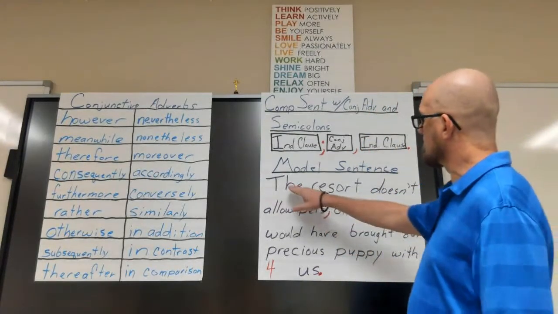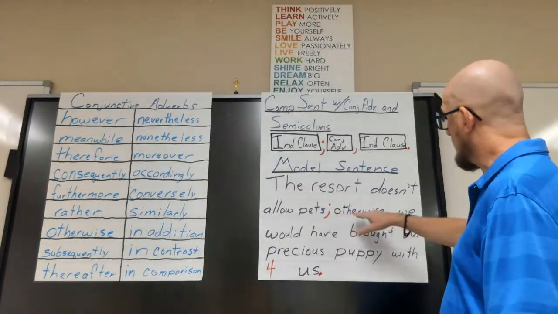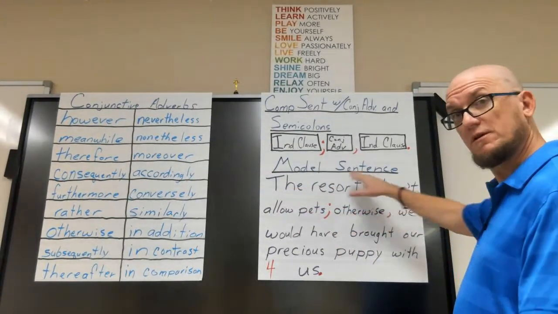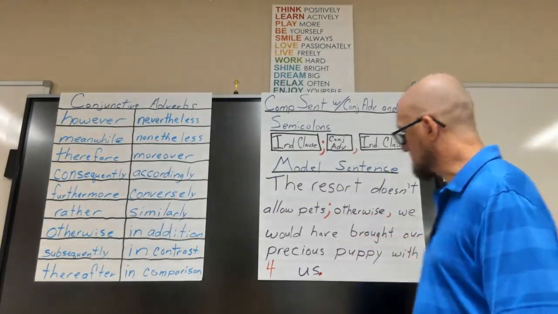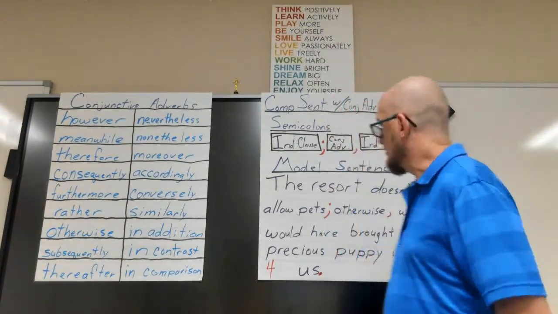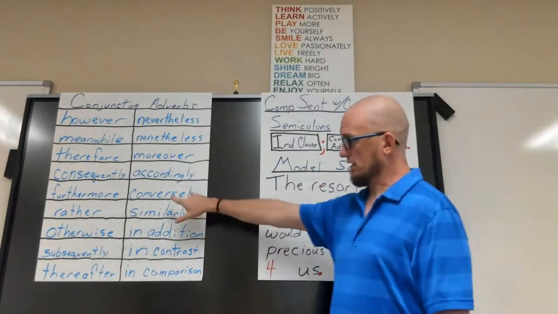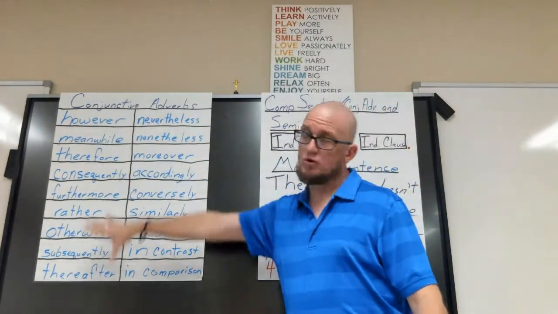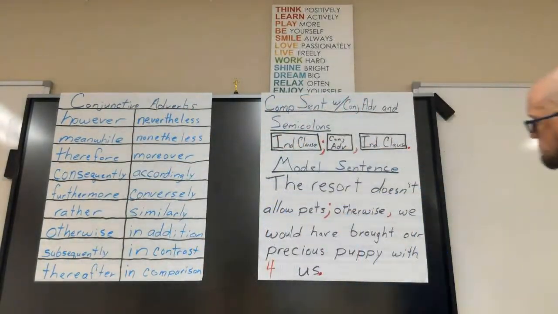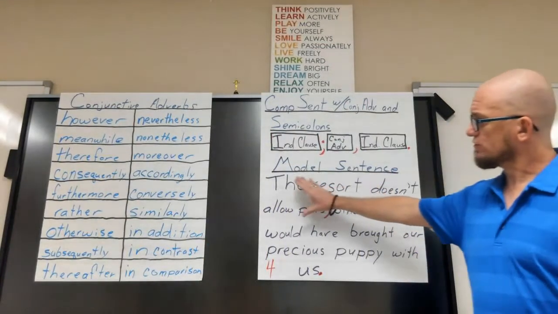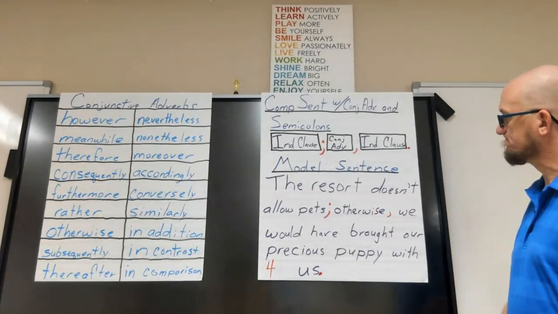So, the resort doesn't allow pets, semicolon, otherwise, if it had been a different situation, we would have brought our precious puppy with us. So, you're doing similar to what you did last time, but you're adding one of these words. These are the words you look at to use. And you connect them to show relationship between these two independent clauses.